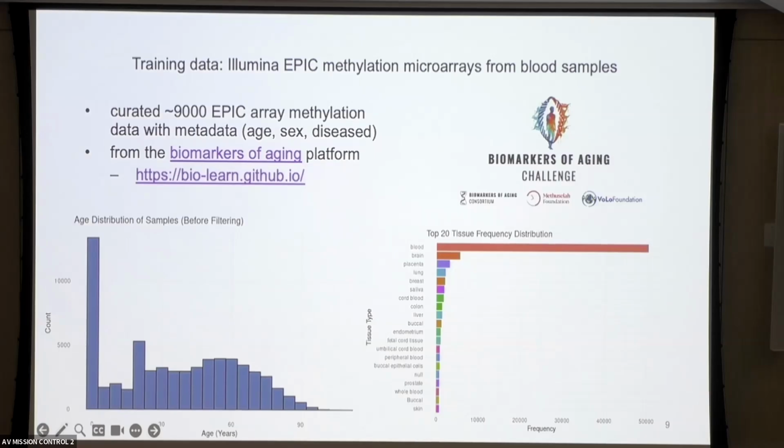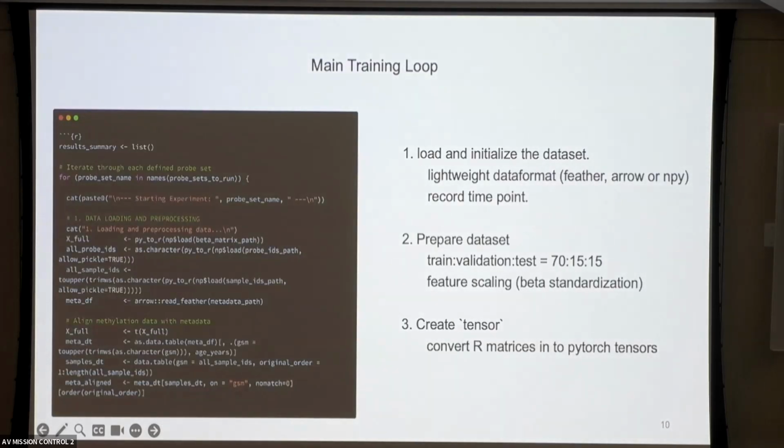And most of the tissue frequency comes from blood because blood is just very easy to get. So if you feed all of this data, I'll explain a little bit about the training loop. First, you have to load and initialize the data set. I realized that you do need to have a relatively lightweight format like a feather arrow or NPY. And I'm trying to record the time point to see if there's any better things I can do to optimize the parameter. For this training, I just gave it a pretty standard 70% to 15-15 data split.